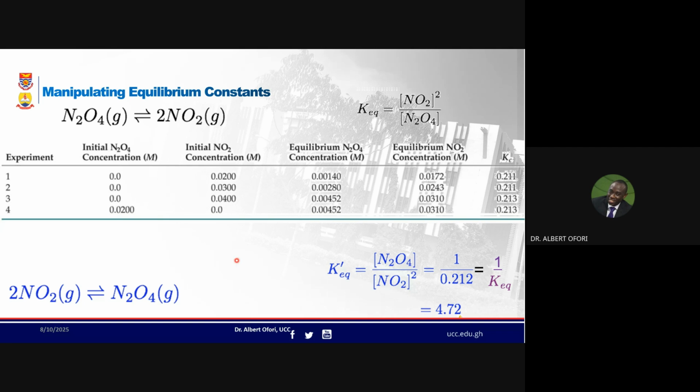When you have the equilibrium constant, we write it this way. Is that correct? Now, when we reverse the equation, we write the equilibrium constant like this. We are establishing that when I reverse an equation, the equilibrium constant becomes 1 over the original equilibrium constant. And we are trying to establish whether it is true or not.